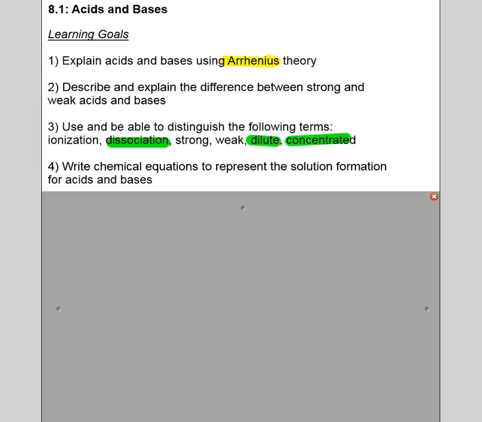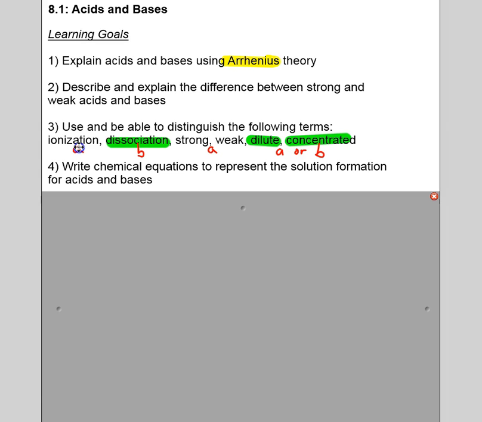Coming back to our learning goals here. These key terms, ionization and dissociation, were used. You'll know now that ionization refers to acids, dissociation to bases. Strong and weak refers to only acids. Dilute and concentrated could refer to acids or bases. This is the key difference between them.